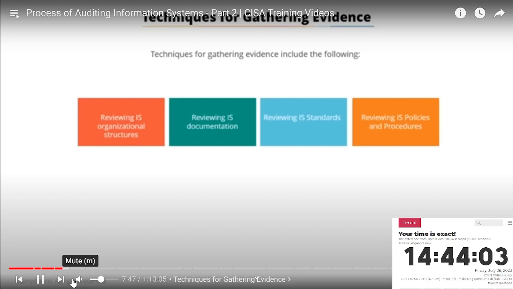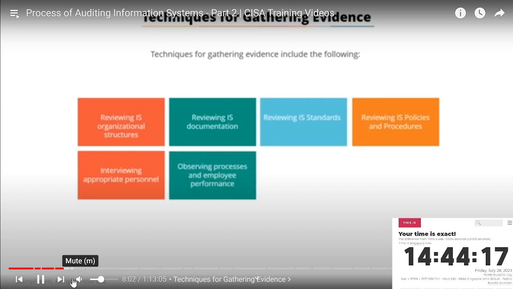Now, and this is based on the previous review of the organizational structure, you can interview appropriate personnel. You want to make sure those personnel are in a position to give you reliable and sufficient evidence. You may wish to also observe processes and employees actually performing their duties. This can really let you know whether or not the policies and procedures are actually being implemented on a regular basis. You can always reperform a particular task to see if it meets or fails to meet control objectives. And of course, a generalized walkthrough can be helpful.